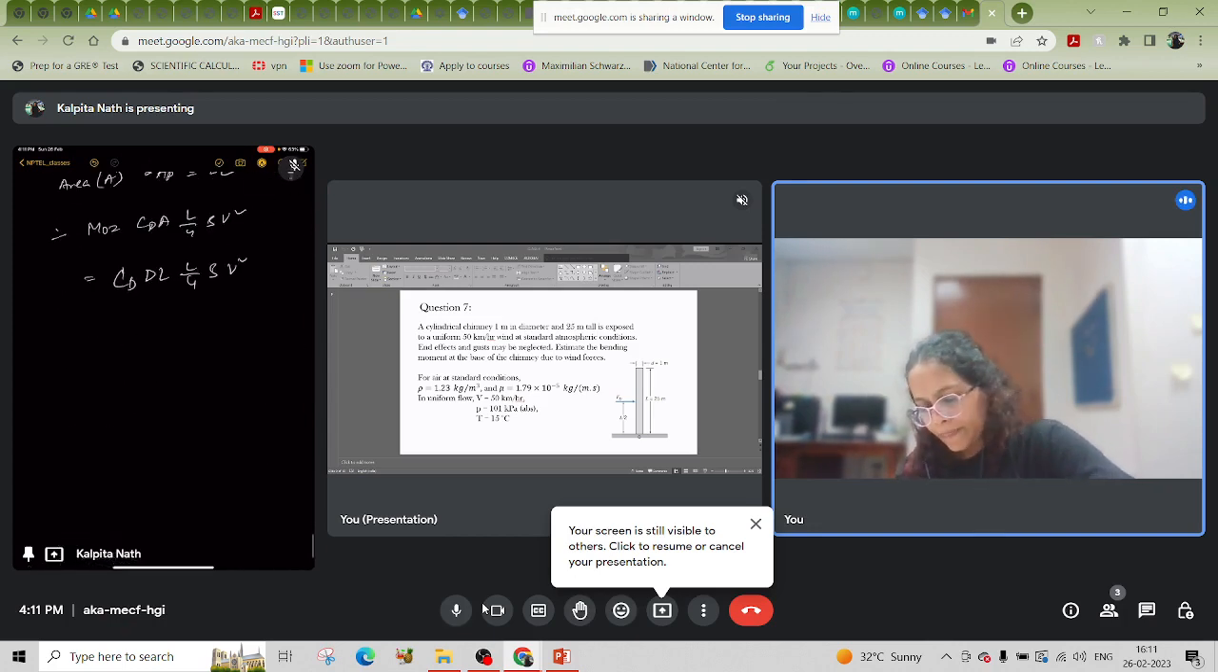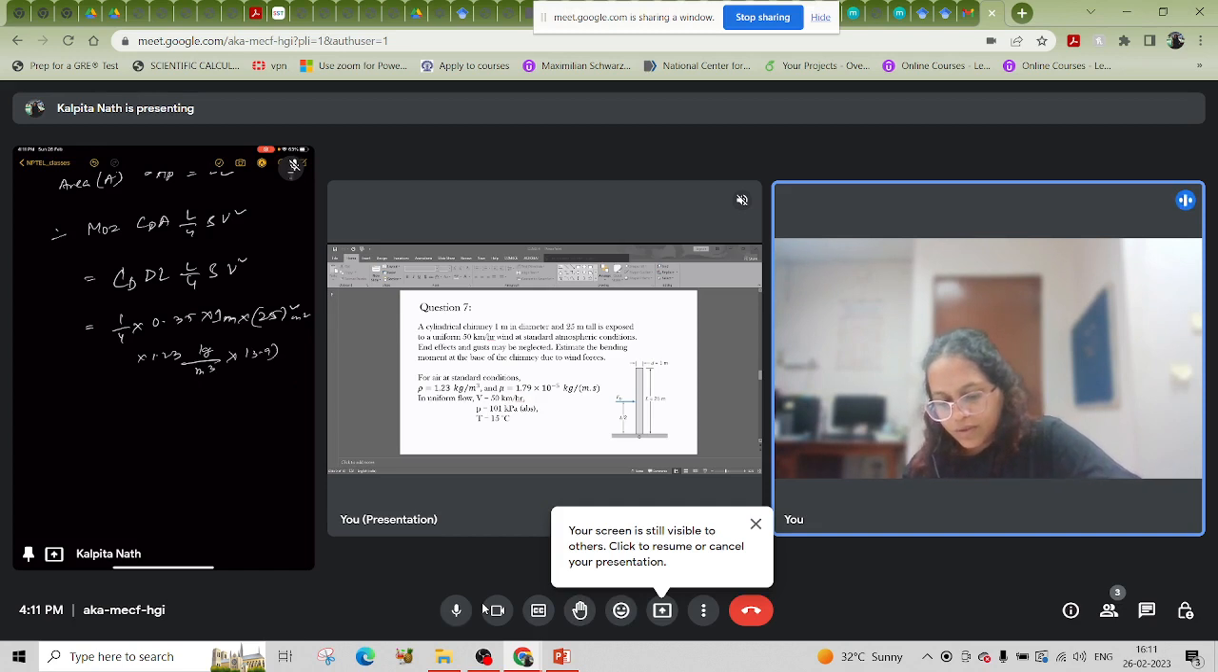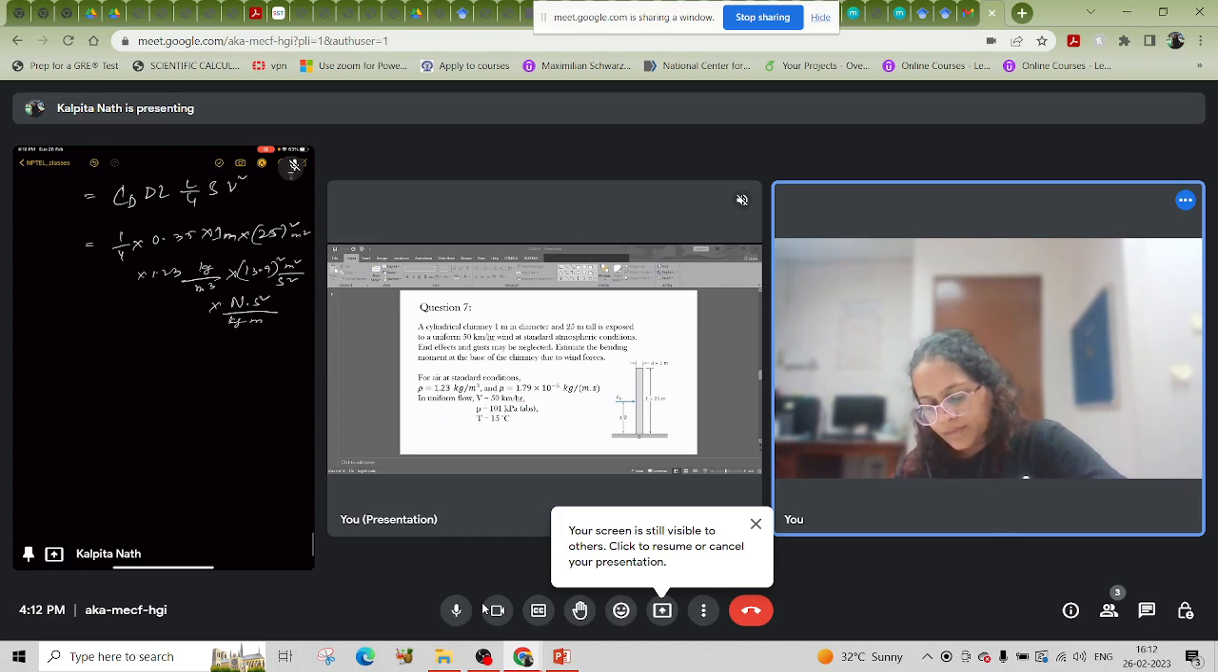Okay. So CD will be 1/4 into 0.35 into 1 meter into 25 meter square into 1.23 kg per meter cube into (13.9 meter square)² meter square second square into Newton second square per kg meter. Therefore, the moment here will be 13.0 kilonewton meter. This is the answer.